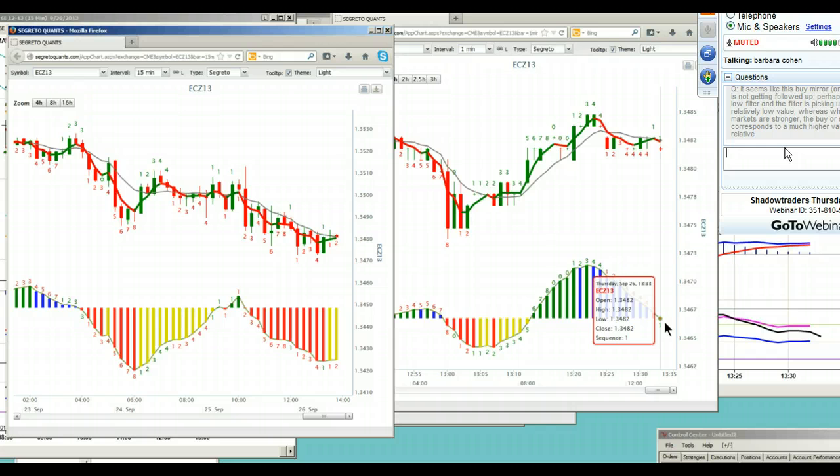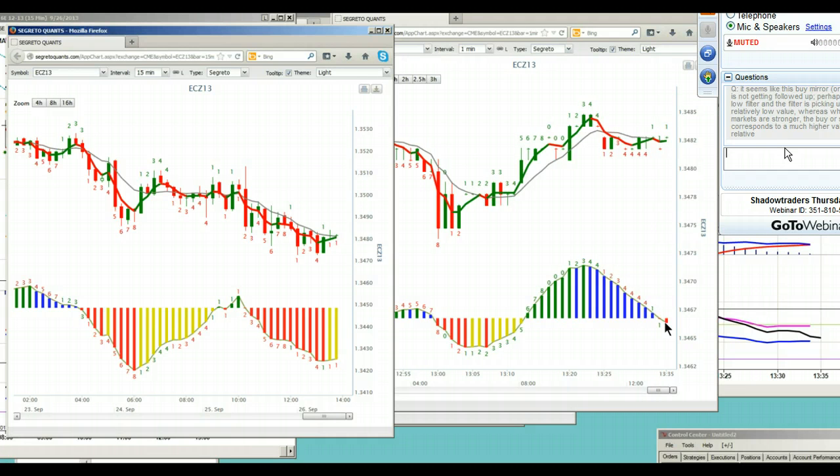It seems like for the non-Segreta users, doesn't the CT indicator collect a lot of the same data? Yes, but you do have to play with the settings, and I have created a template for you that already fixes the settings, especially for Euro.